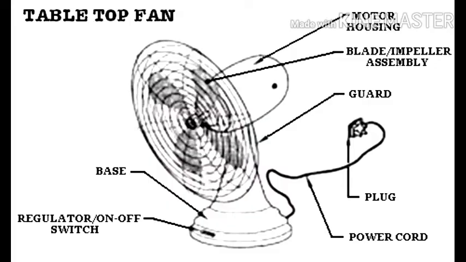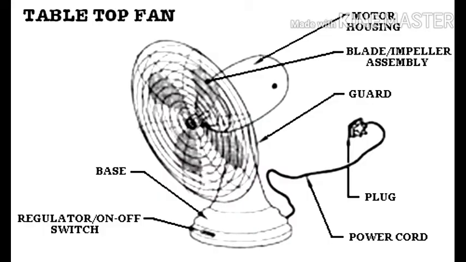Its base is round in shape and the color is white. It is made of plastic or light metal. It supports the entire machine. The switch and the speed regulator is fixed on the lower part of the base. They are usually made of plastic.